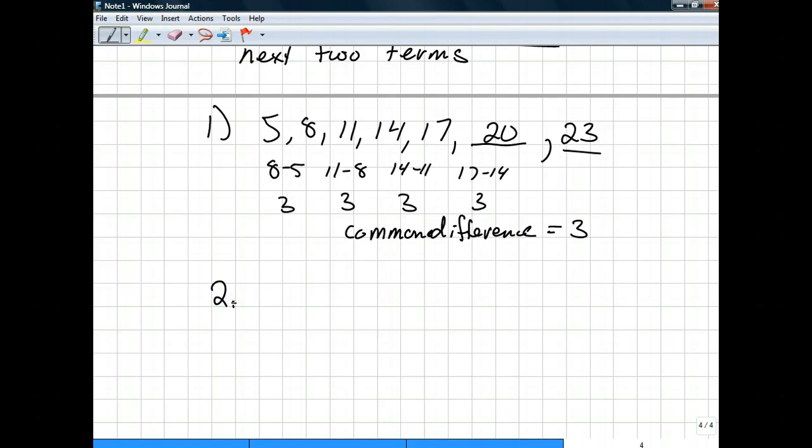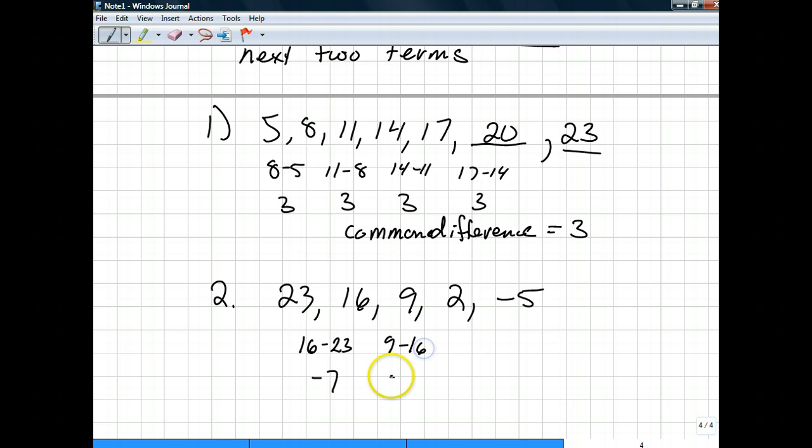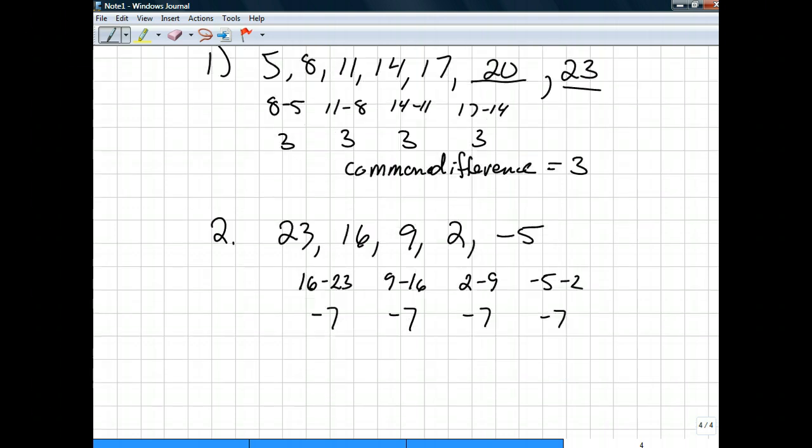Example 2. If I have 23, 16, 9, 2, and negative 5, notice that my numbers are decreasing. So we would expect the common difference to be a negative number. If I take 16 and subtract 23, that gives me a negative 7. If I take 9 minus 16, again it's a negative 7. If I take 2 minus 9, I get a negative 7. And if I take negative 5 minus 2, I get negative 7.